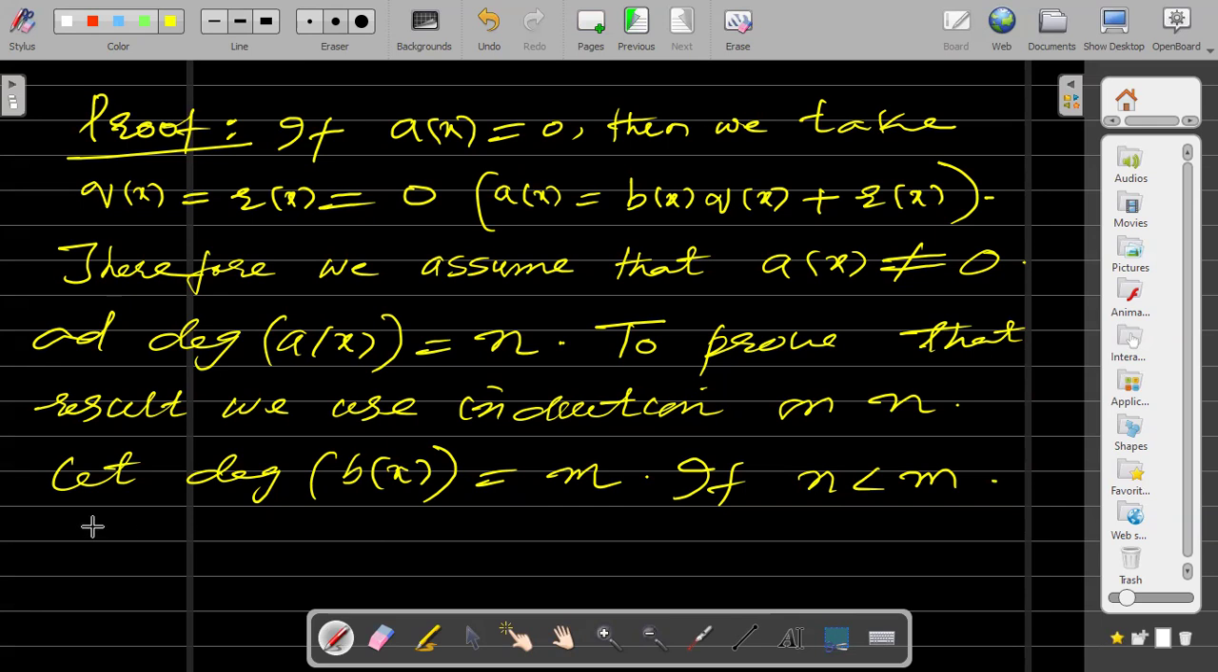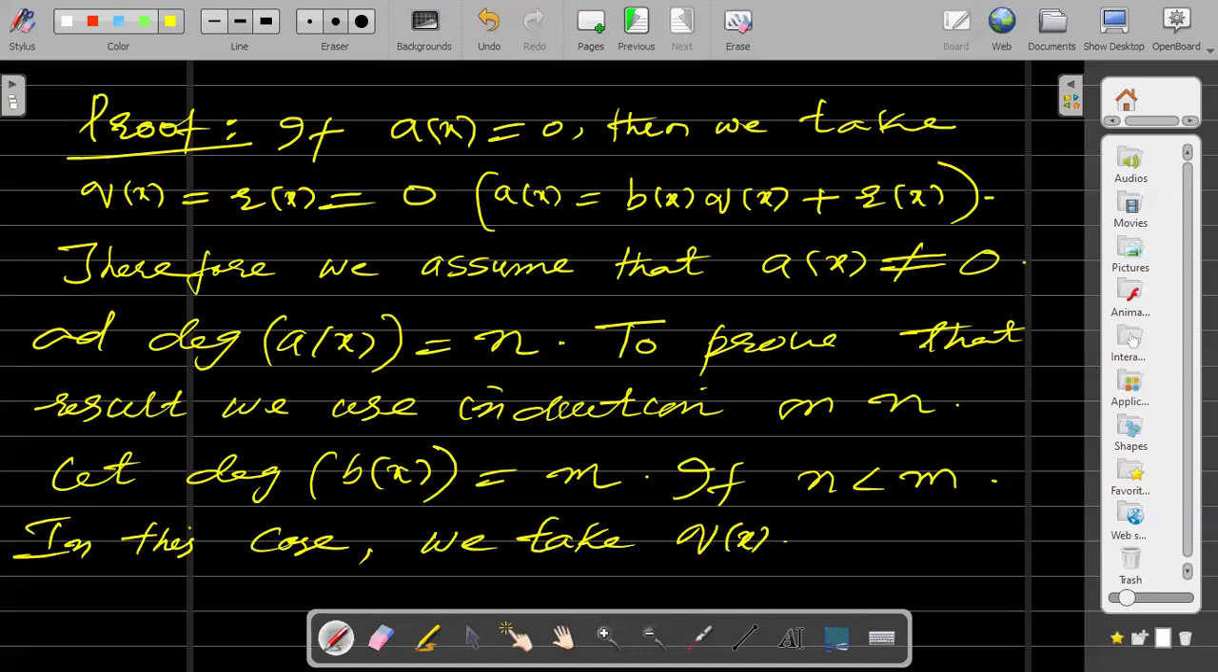So in this case we take the quotient as 0 and the remainder r(x) we take as a(x), because the remainder has only one condition: it should either be 0 or its degree should be less than the degree of b(x). And in this case, where we have taken r(x) as a(x), what will be the degree of r(x)? It is the same as the degree of a(x), because r(x) is the same as a(x), and the degree of a(x) is n, which is less than m, and m is the degree of b(x).